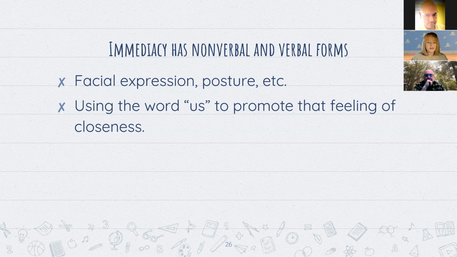Nonverbal forms of immediacy refer to psychological closeness through physical communication behaviors, like your facial expressions, visual contact, posture, proximity, and touch. On the other hand, verbal forms of immediacy refer to a sense of psychological closeness that's created through your words. For example, using the word us promotes a deeper closeness in relationships and is considered more immediate than using the words you and me.